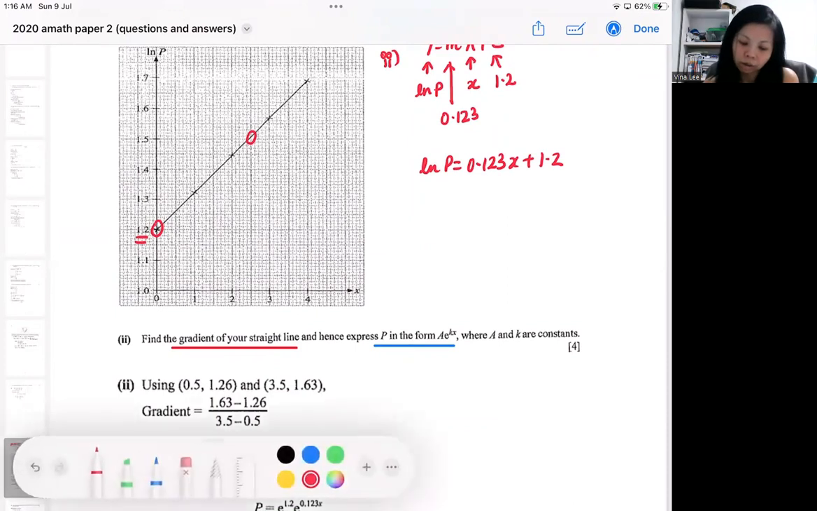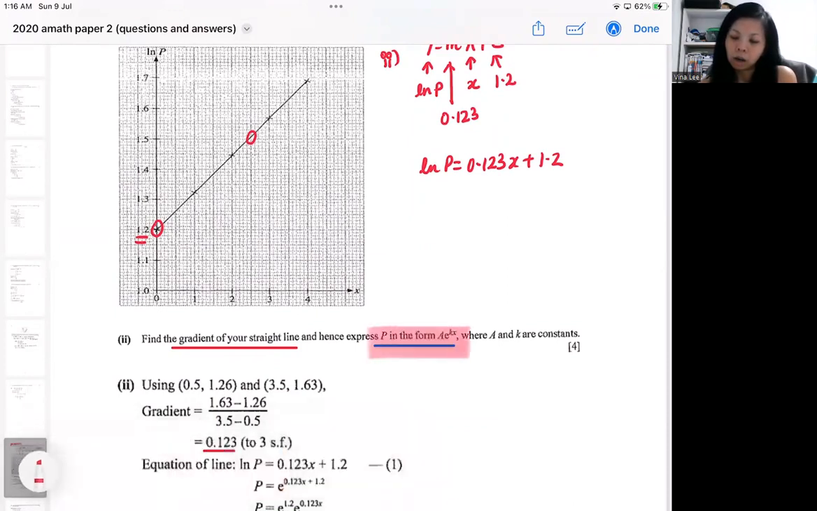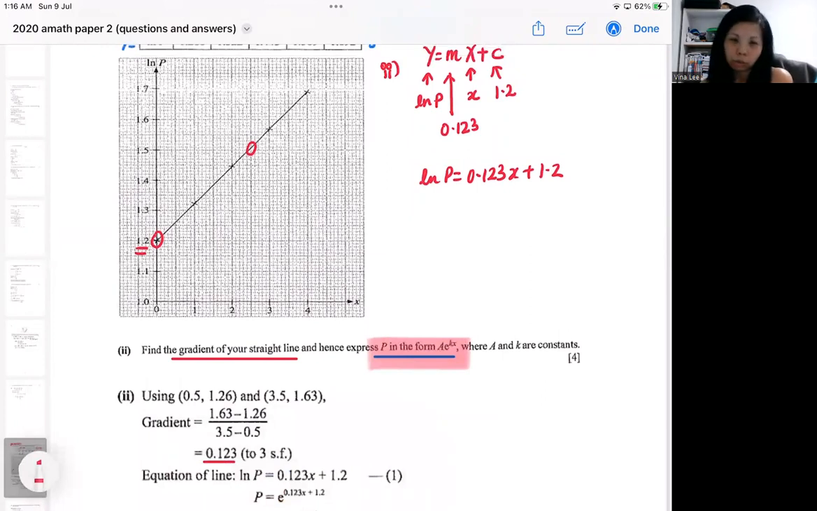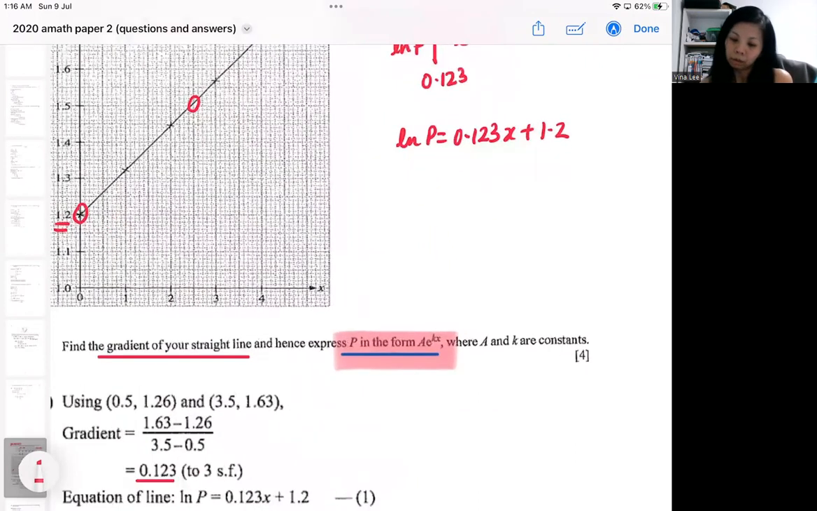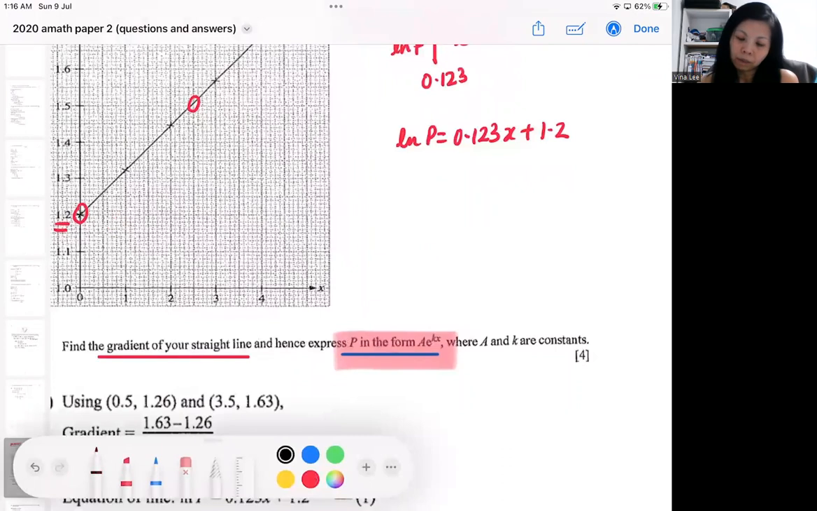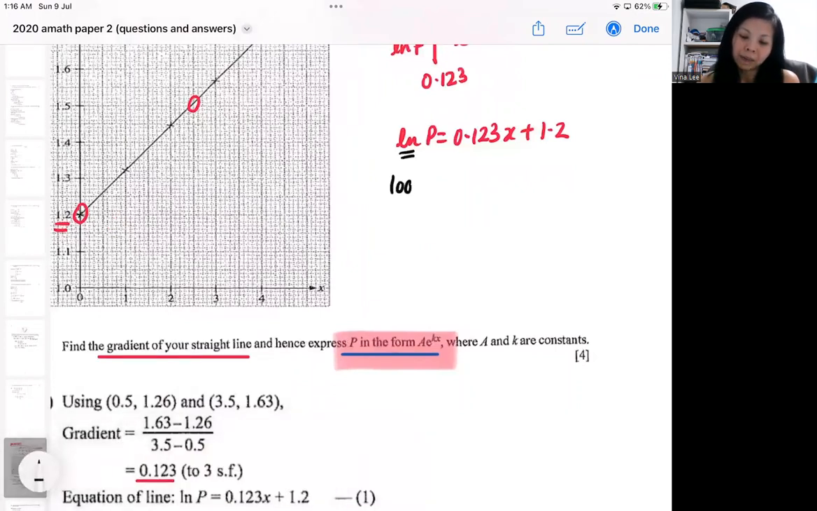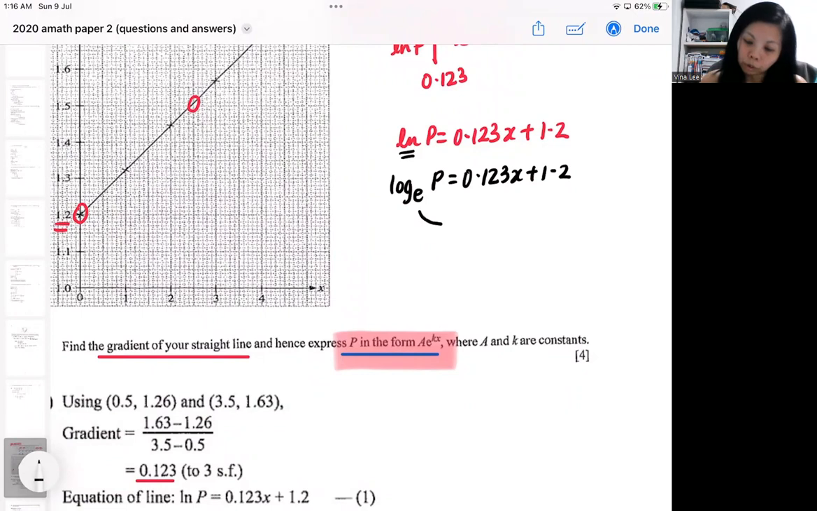Now, if I need to change it to this format, that will be your logarithm. How are you going to use your logarithm to be in this format? Don't forget what the base for ln is. Ln is base e. So you realize that this format doesn't have any ln at all, so you've got to change it out and get rid of the ln.